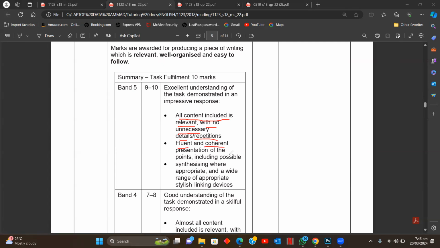that is, it should look like one piece of writing. Synthesizing where appropriate. This means that you can manipulate information. You can change the form of points. You can change the vocabulary of points. This is called synthesis, and you can do that. And then linking devices, connectives, transition words. If you follow these three major points, you can score 9 or 10, which is the highest band in this task.